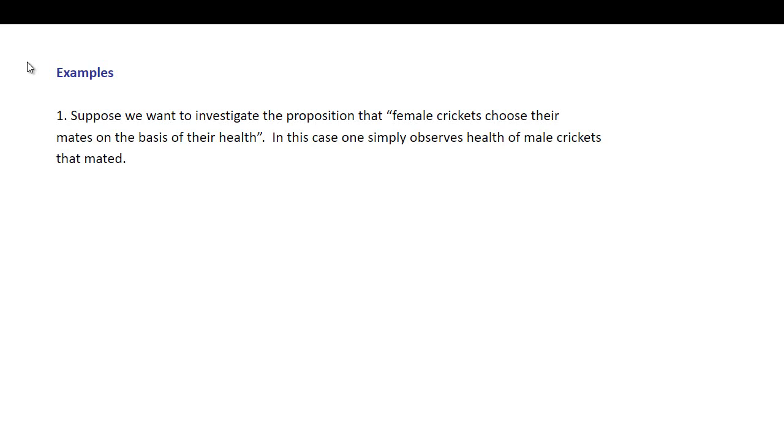So here are some more examples. Suppose we want to investigate the proposition that female crickets, those of you who don't know, crickets are a kind of insect, choose their mates on the basis of their health. In this case, one simply observes the health of male crickets that mated. So the researcher can just go ahead and observe the health of male crickets that mated.